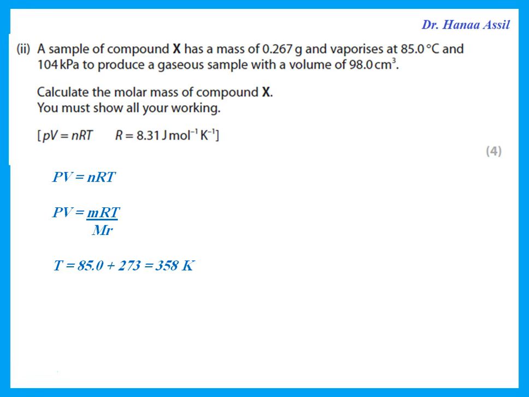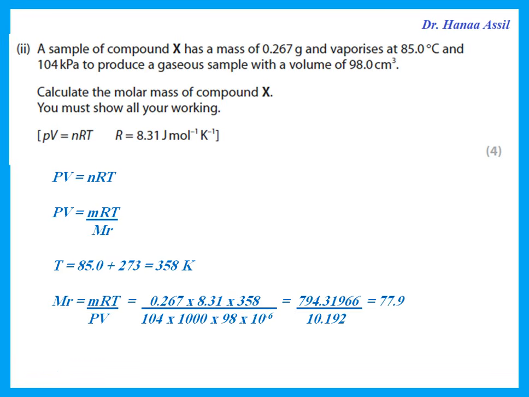So let's see what we're going to put in. We're going to put temperature. Well, he gives me the temperature in degrees Celsius. Remember, I have to add 273 to change it to Kelvin. Then I can put the values into the equation for MR. So MR is mRT over PV. The mass he gives me in grams, that's fine.